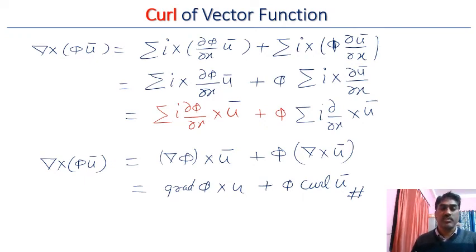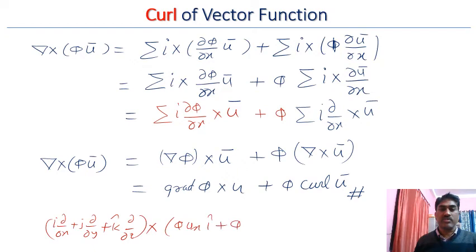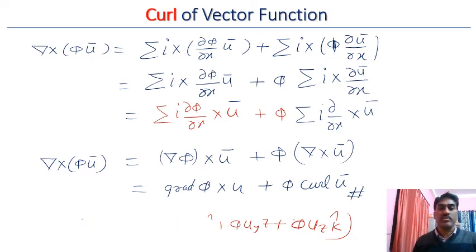If you consider the expanded form, you will have to write i del by del x plus j del by del y plus k del by del z, and the cross product taken with phi ux i plus phi uy j plus phi uz k, and then you will conclude the same thing. So I am avoiding this extra notation, just shorthand notation. Once you learn it, it is very easy, and you should practice it.